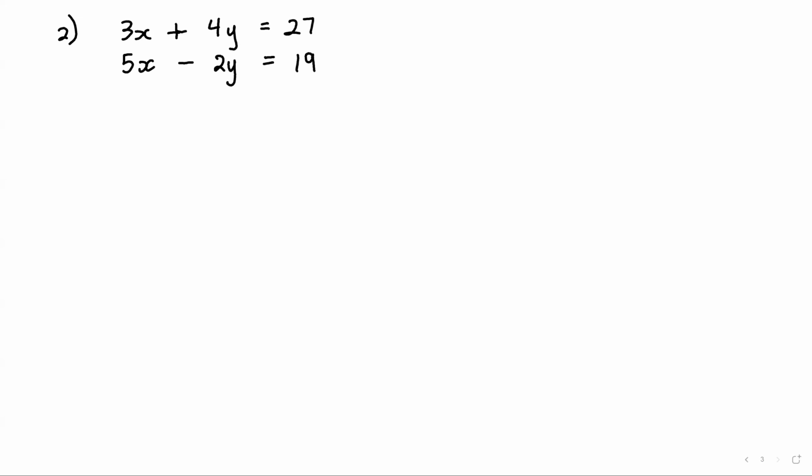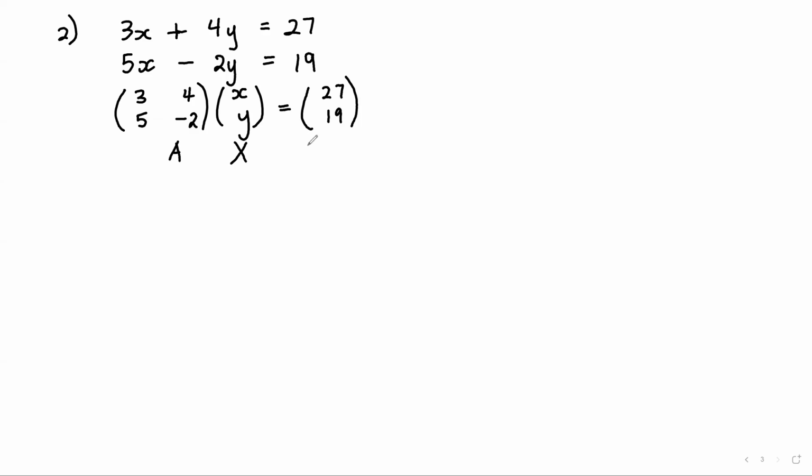My first step, step one, is to obtain my matrix equation. To get my matrix equation, I take the coefficients of x and y from the first equation, so that will be 3 and 4, and that will make up my row 1. Then the coefficients of x and y from equation 2 will make up my row 2, so it'll be 5 and negative 2. That's my first matrix, called A. Then I'll take x and y to make up a second matrix called X, and all of that would be equal to 27 and 19, the answers to the equations. And that is my matrix B.